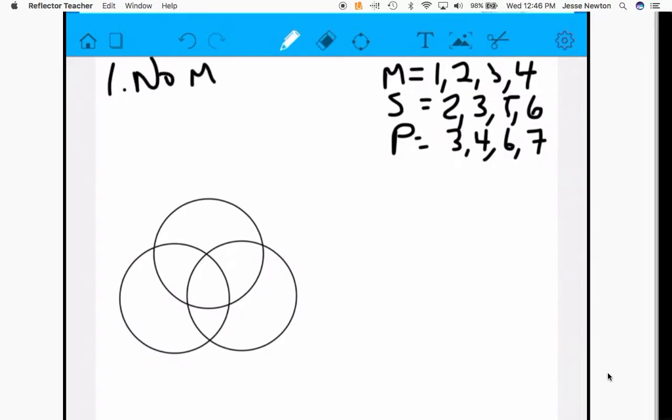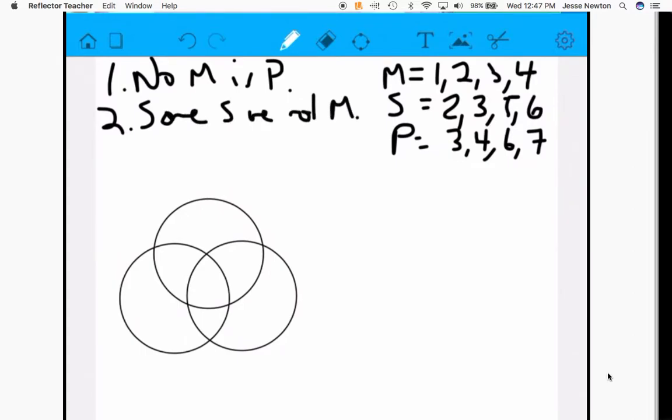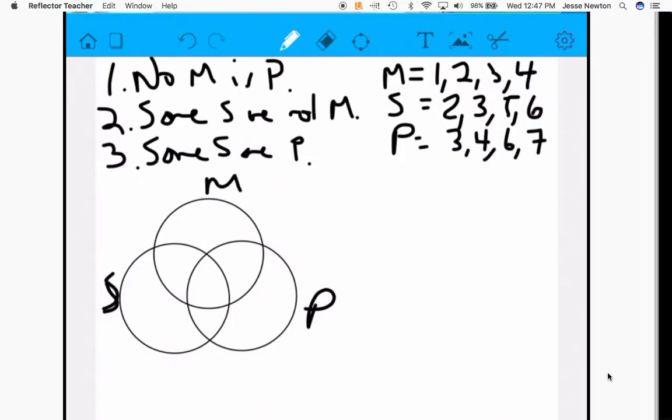No M is P. Premise 2: Some S are not M. And the conclusion: Some S are P. Now what we do is we're going to do a diagram of the combined premises first.